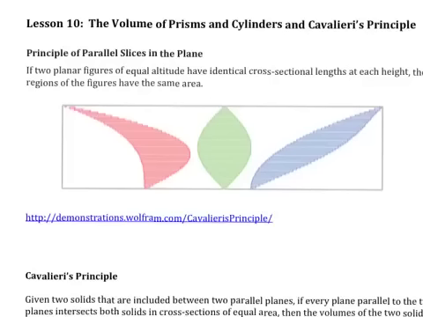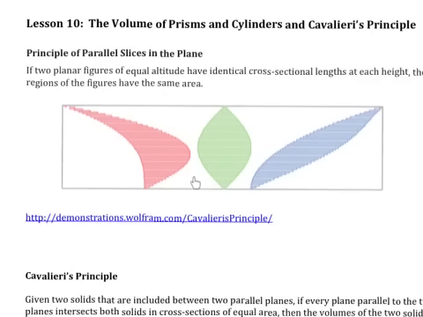In this lesson, we're going to talk about a concept called Cavalieri's principle. Cavalieri was an Italian mathematician, and he came up with a pretty interesting concept for volumes. And it's based on the principle of parallel slices in the plane. So if I have two figures in the plane, so we're dealing with area, not volume, and at each height, their cross-sectional lengths are the same, then the regions, the figures, have to have the same area.